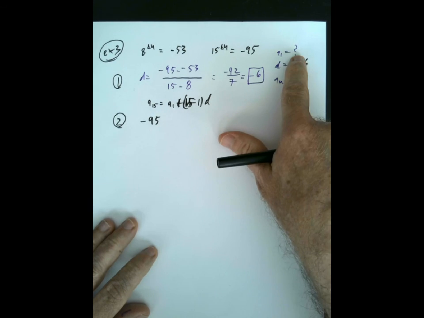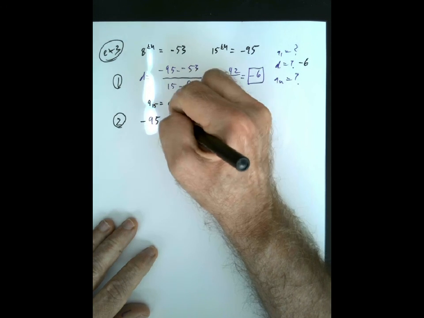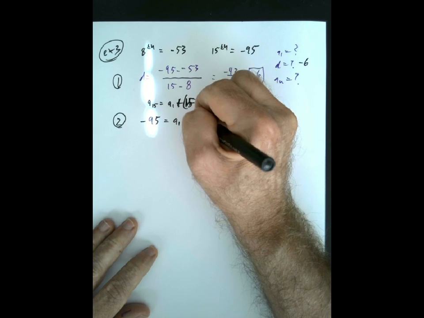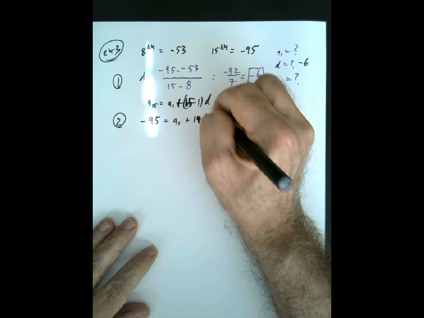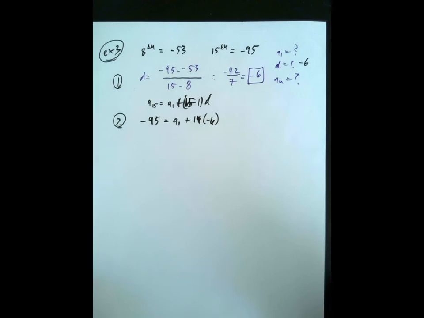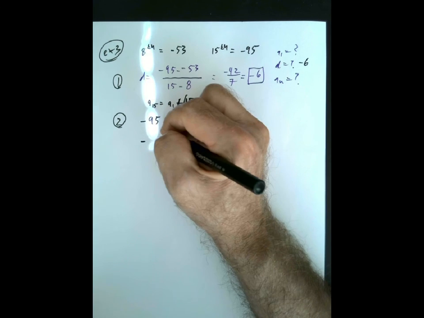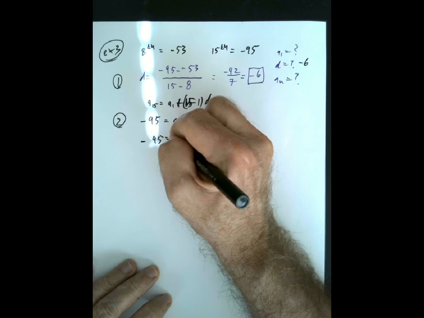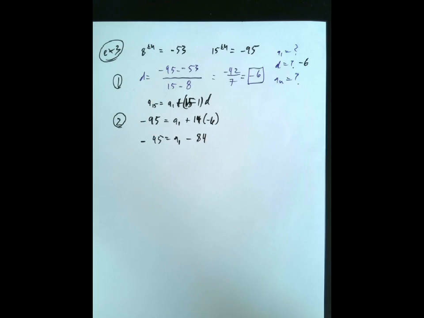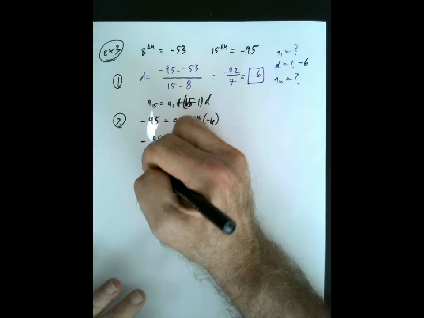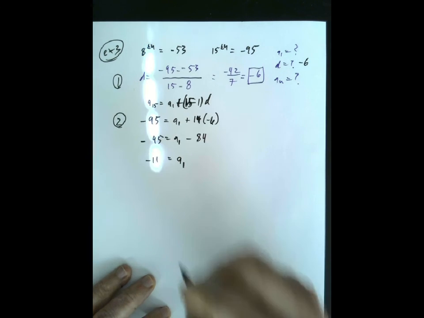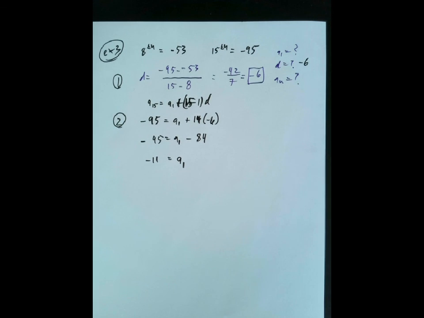A sub 1, that's what we're trying to get to. 15 minus 1 is 14 times negative 6, right? So 14 times negative 6 is negative 84. So we've got negative 95 is equal to a sub 1 minus 84. Add 84 to both sides, right? And that's going to give us negative 11 is equal to a sub 1. So the first term in the sequence is negative 11. Okay? So that's up here.